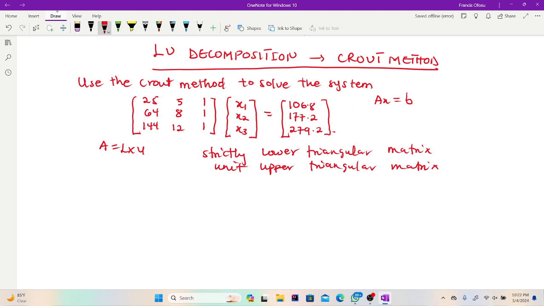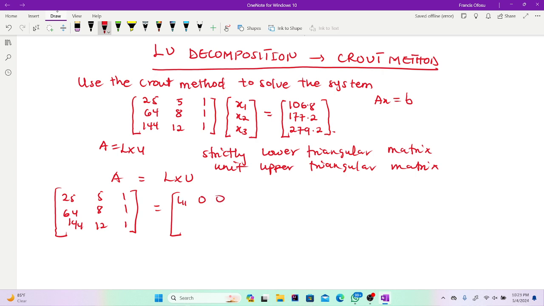Simply, I'm going to decompose A into the form L times U. So generally, you just write A is equal to L times U. Then your A is what I have here as 25, 5, 1, 64, 8, 1, 144, 12, 1. This should be equal to my L. My L, as I said, is a strictly lower triangular matrix. So I'll have the entries here to be L11, 0, 0, then L21, L22, 0, then L31, L32, L33, multiplying my unit upper triangular matrix.